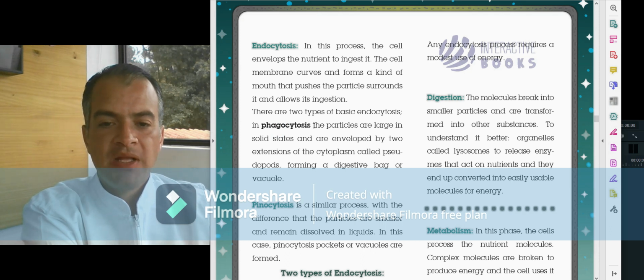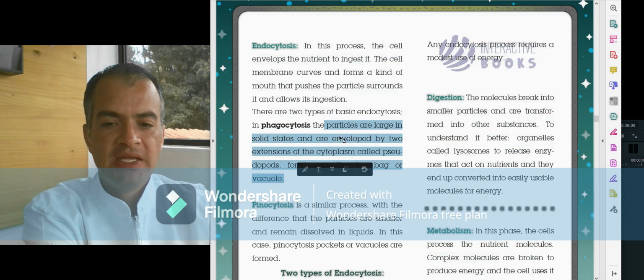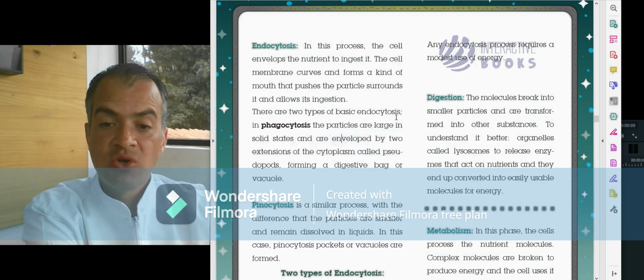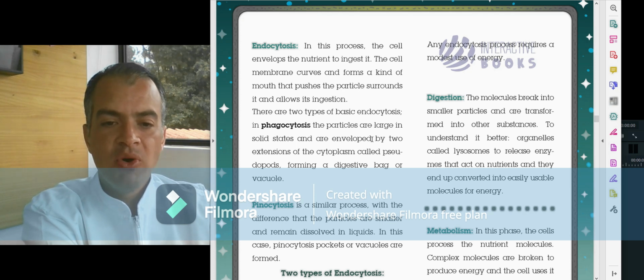Phagocytosis. The particles are large in solid state and are enveloped by two extensions of the cytoplasm called pseudopods, forming a digestive bag or vacuole. Entonces dice, las partículas son grandes y en estado sólido y son envueltas por dos extensiones del citoplasma llamados pseudópodos, formando una bolsa digestiva o vacuola.